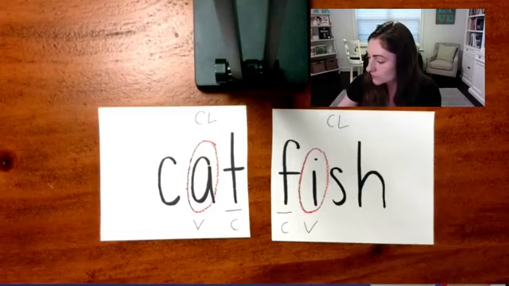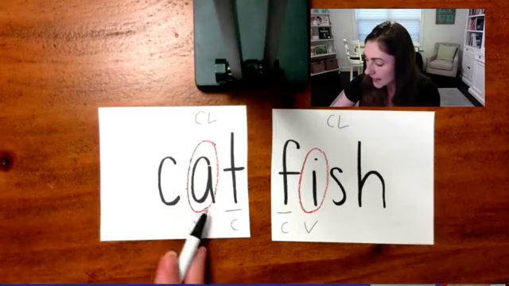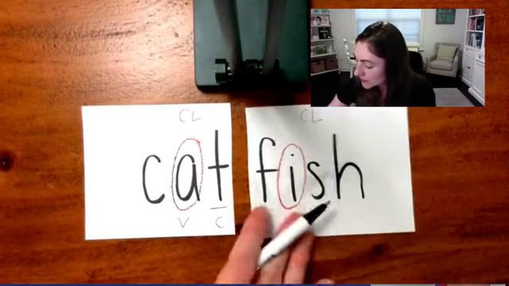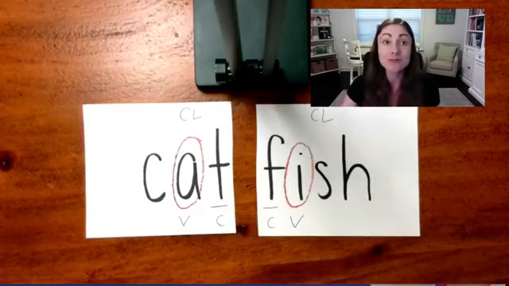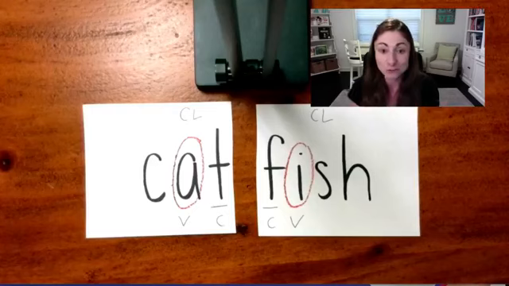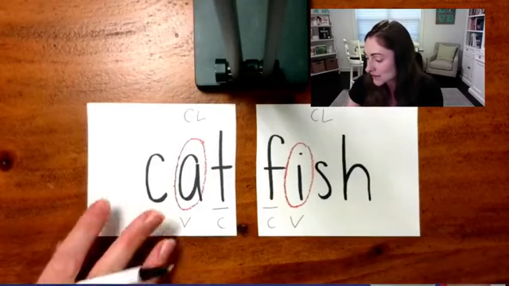So then they can read, right? Now they can read k, at, cat, fish, cat, fish. So the final part is them just reading each syllable and then the entire word.